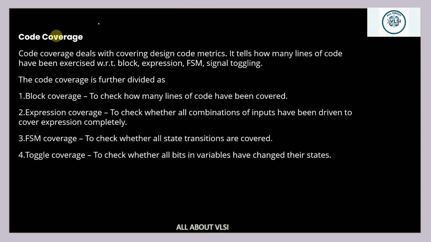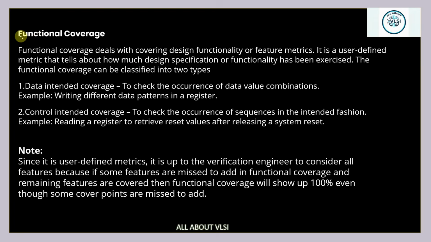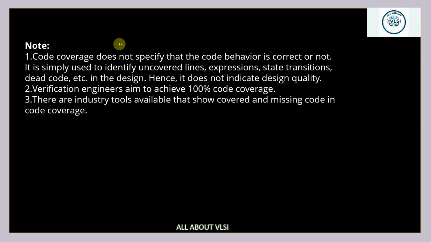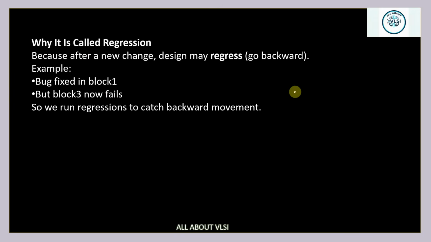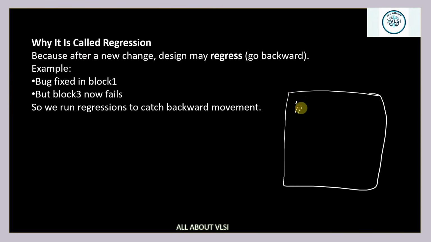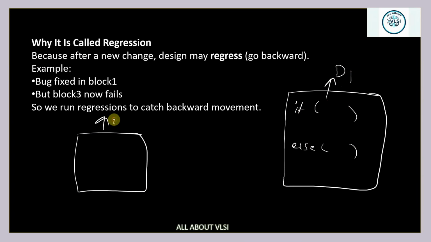Okay, basically coverages are divided into two types. One is code coverage and another is functional coverage. In the case of code coverage, you're going to deal with the code which is present inside your design. For example, if I write a particular design with an if block and an else block, this is design number one. And in another design, I'm just writing if, but I'm missing the else condition.